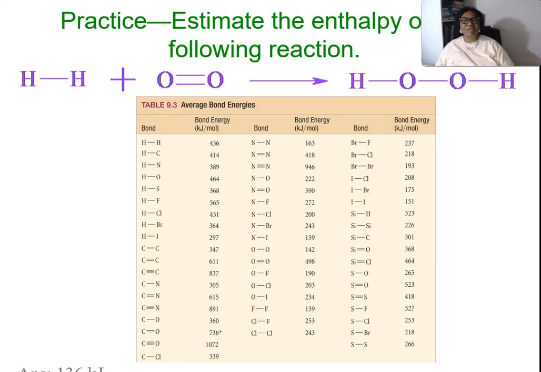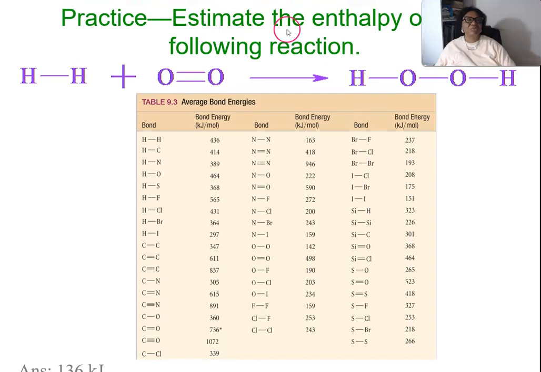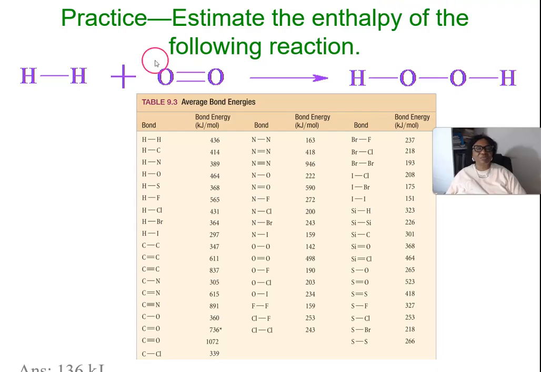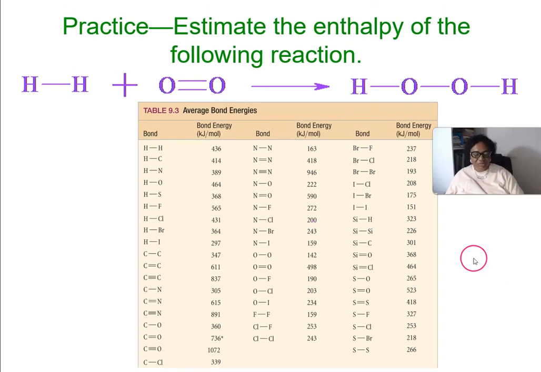So this is another example. We can do this example also. Please try and practice it at home. When you do it, your answer should be positive 136 kilojoules. Estimate the enthalpy of the following reaction: hydrogen plus oxygen to give hydrogen peroxide. So try and do that. Your answer should be endothermic.